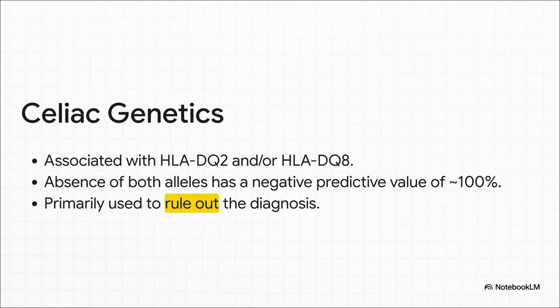Where this test becomes incredibly powerful is in its negative predictive value. If a patient tests negative for both HLA DQ2 and DQ8, you can be nearly 100% certain they do not have celiac disease. So it's not a tool to rule it in, it's an amazing tool to rule it out.